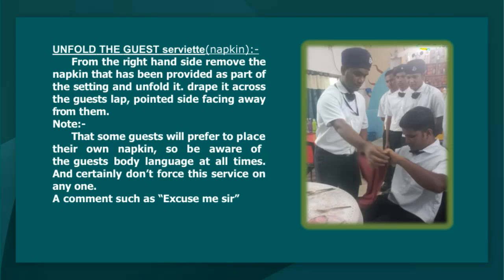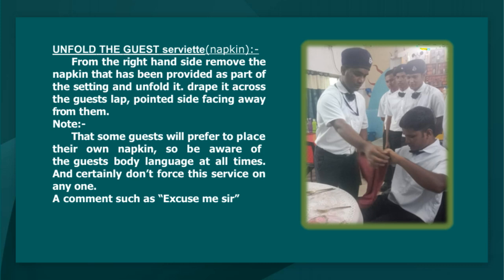Now let's move on to the next step. From the right-hand side, gently remove the napkin that has been provided as part of the table setting. Carefully unfold it, making sure to handle it smoothly. Then, drape the napkin across the guest's lap, with the pointed side facing away from them. It's important to remember that some guests might prefer to place their own napkin, so always be attentive to their body language.